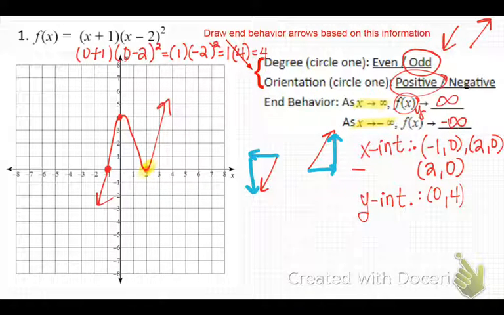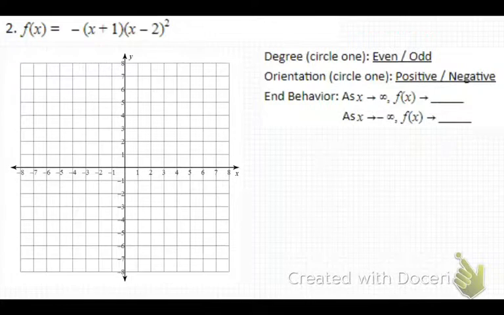It's hard. Okay, number two. Do we have any similarities or differences from number 1? We have a difference. There's a what? A negative sign. Good. So what does that mean for my orientation? It's going to be negative this time. And what is the degree? Is it even or odd?